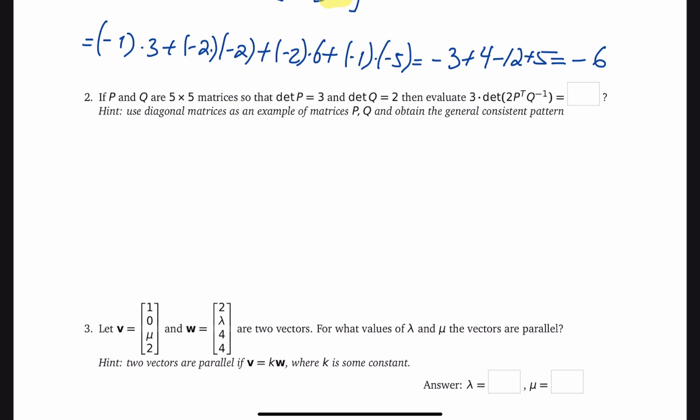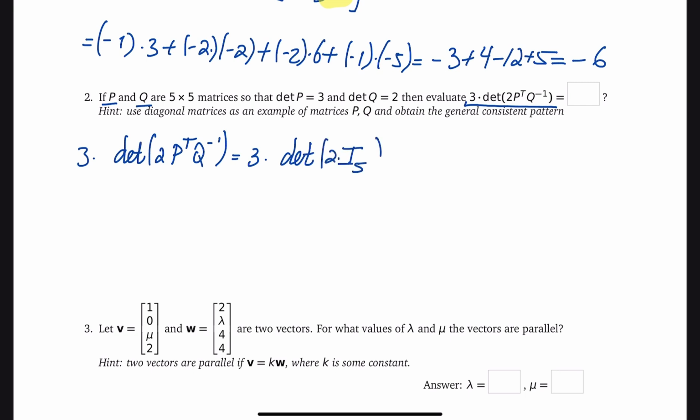The second problem is about knowing the properties of the determinants. We are given the P and Q matrices, which are 5 by 5 matrices, and we need 3 times the determinant of 2 P transpose Q inverse. Knowing the properties of the determinants, we can write this determinant as the determinant of 2 times the identity, which is a 5 by 5 identity matrix, times the determinant of P transpose, times the determinant of Q inverse.